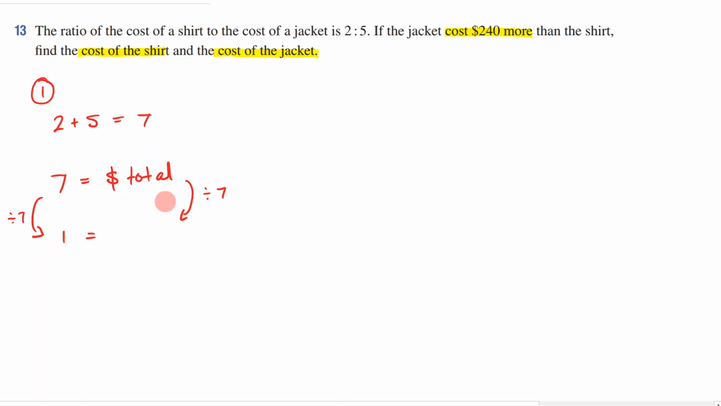But obviously, in this case, we haven't been given the total cost. So this first option isn't what we're doing here, because we haven't been given the total cost of the shirt and the jacket, so we can't do it.